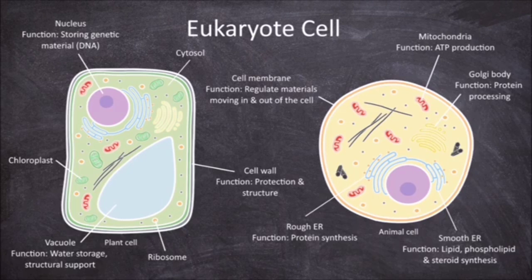Animal cells have a pair of centrioles which are involved in cell division. Plant cells do not have centrioles. The cytoskeleton of the eukaryotic cell consists of microtubules, intermediate filaments, and microfilaments. Within the cytoplasm, there are also other smaller organelles such as peroxisomes and lysosomes.